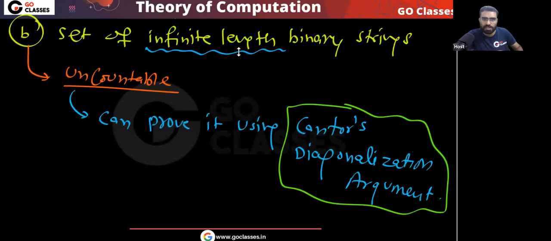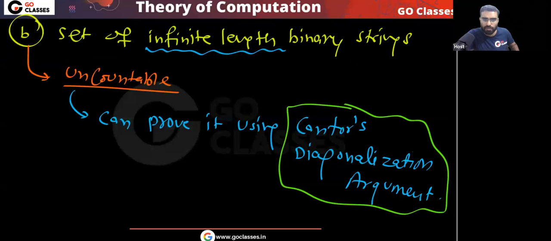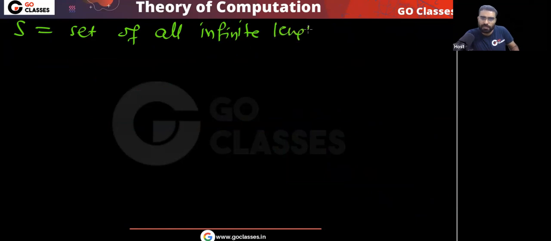All you have to do is prove that there is no bijection between this set and the set of natural numbers. See what we will do. This is your set of all infinite length binary strings. Let's call it set S. Correct? Let's prove it.